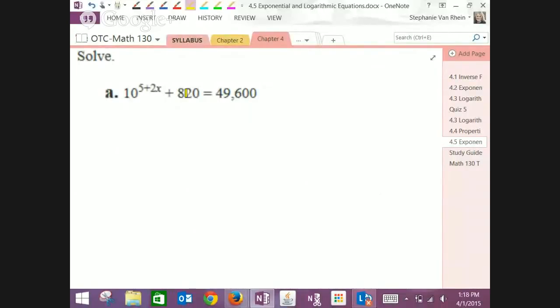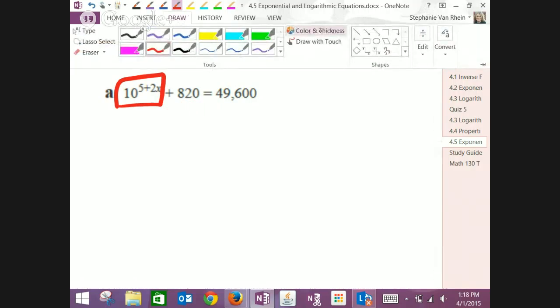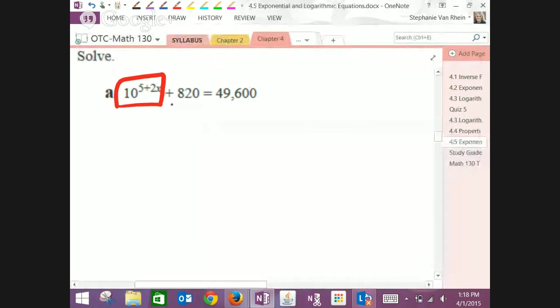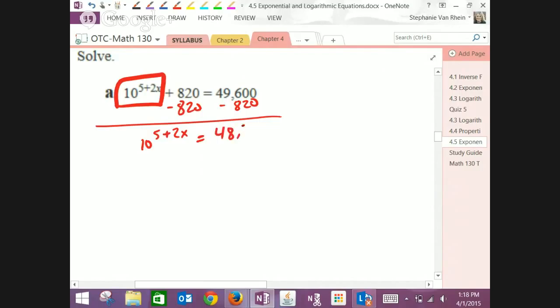So let's look at this one. The first step we want to do is isolate this term, right? It's the term with the x and it's the exponent term. So one way to do that is to subtract 820 from both sides. This gives me 10 to the 5 plus 2x equals 48,780.